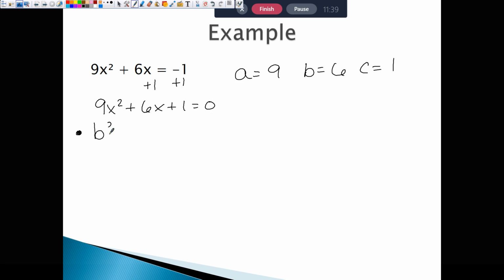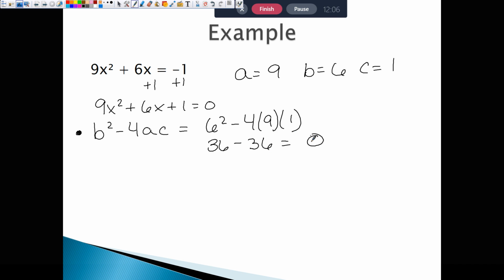Okay, now let's find the discriminant. B squared minus 4AC, which is the same as 6 squared minus 4 times 9 times 1. So what's 6 squared? 36. And what is negative 4 times 9? Negative 36. And 36 minus 36 is 0. Okay, so my discriminant is 0. When my discriminant is 0, how many solutions do I have? 1. So I know I'm just going to have one solution.